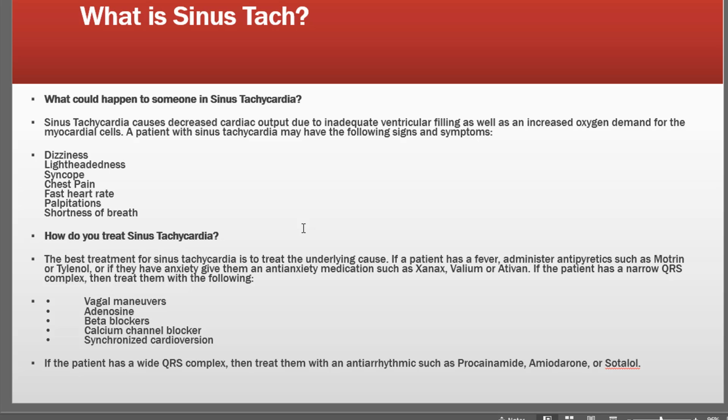If they have a narrow QRS, treat them with vagal maneuvers or adenosine, beta blockers, calcium channel blockers, or sometimes synchronized cardioversion. So narrow QRS, treat them with that. If they have a wide QRS, then treat them with something like procainamide, amiodarone, or sotalol. Okay.